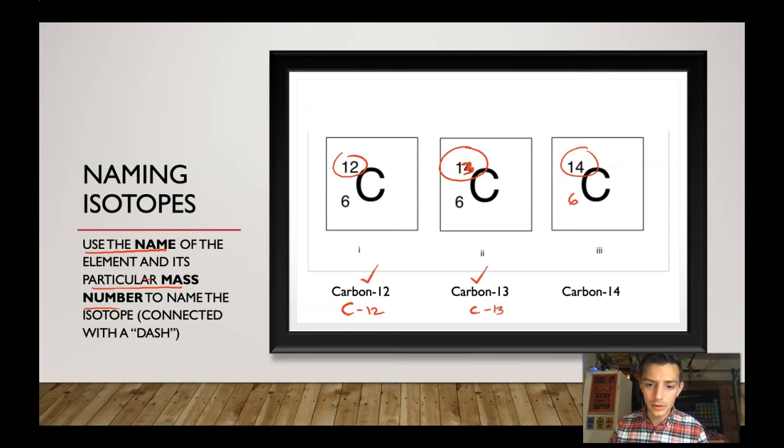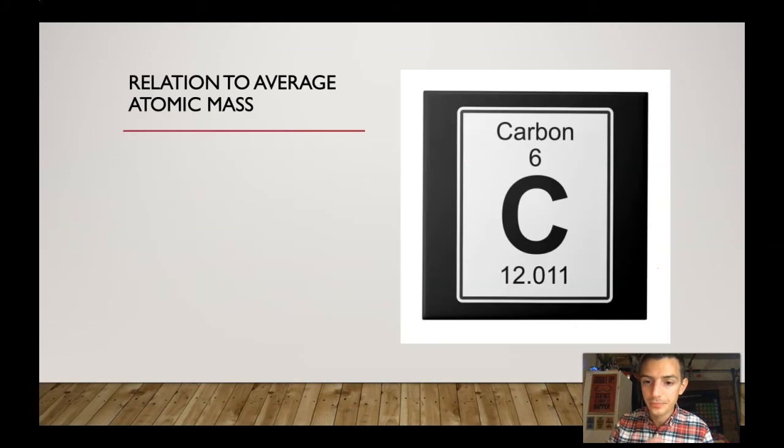These versions of carbon are what we call stable, and this one is what we call an unstable version. Pretty much that means that it's going to be radioactive and release radiation, and we'll talk a little bit more about that at the end of the lecture.